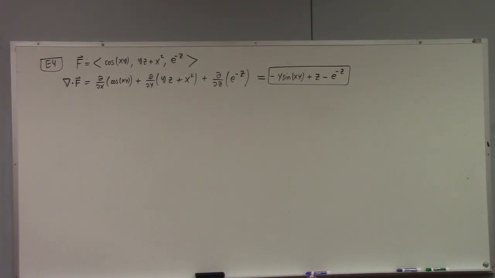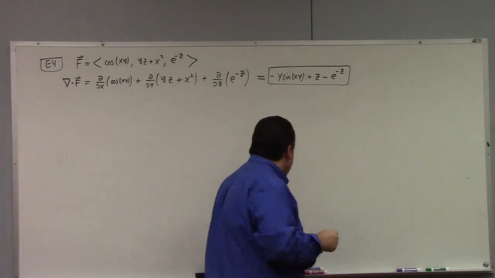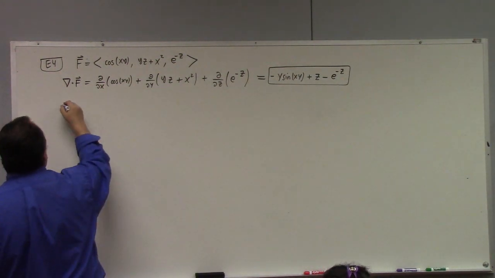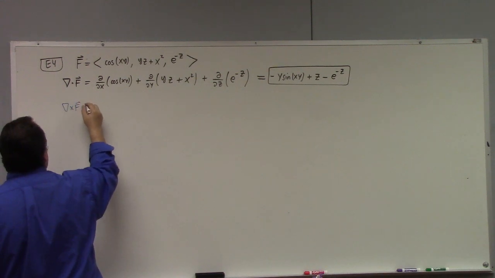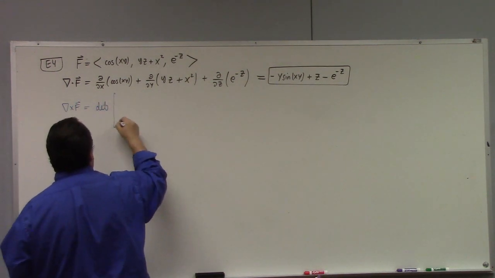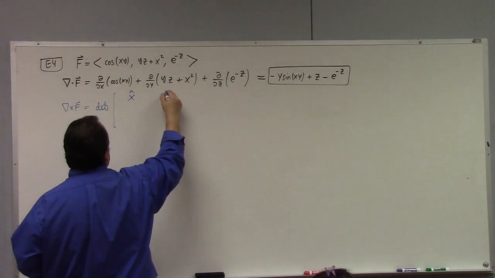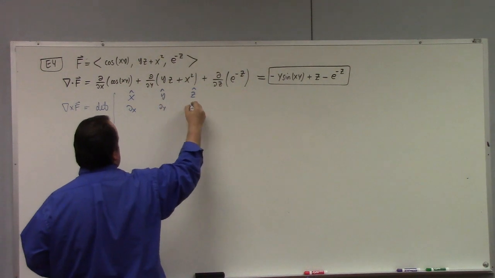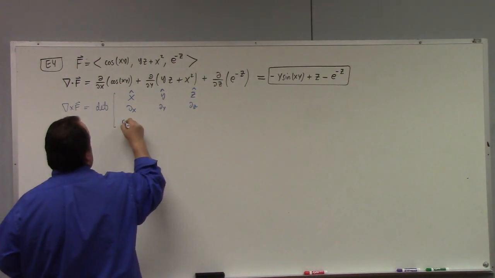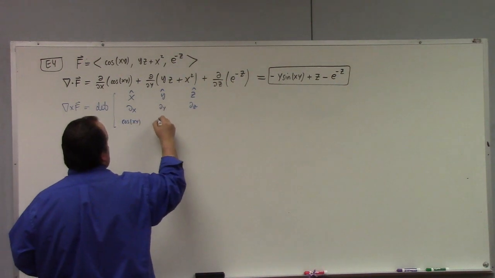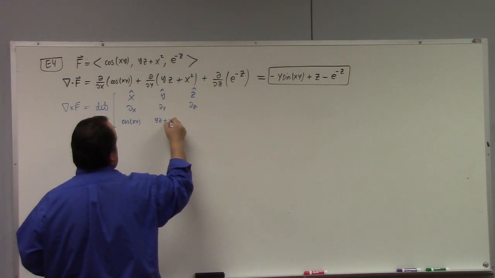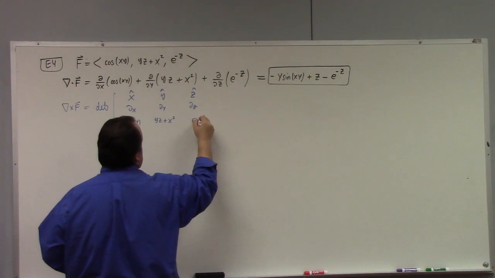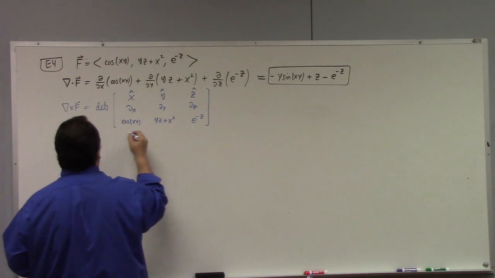And now for the curl. Do the curl. So, curl of F, and I'll use the mnemonic here. We've got x hat, we've got y hat, we've got z hat. We put partial x here, we put partial y here, we put partial z here. I got my cosine of xy for that component, yz plus x squared for this component, and then e to the minus z for my z component of the vector field being curled.